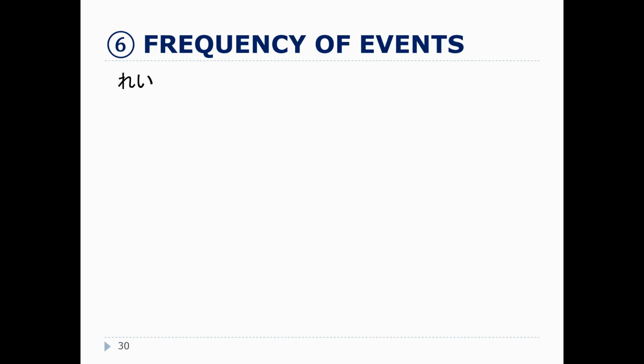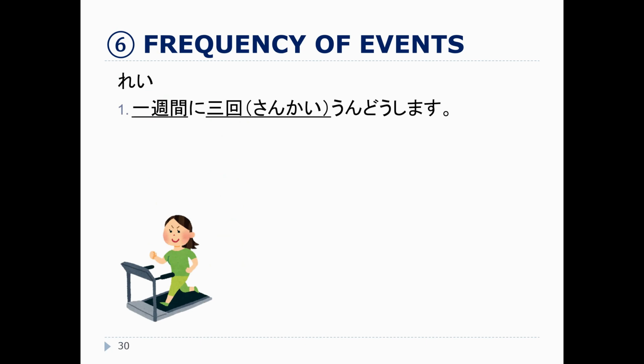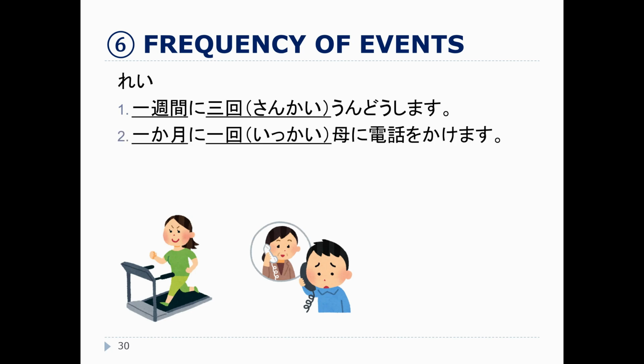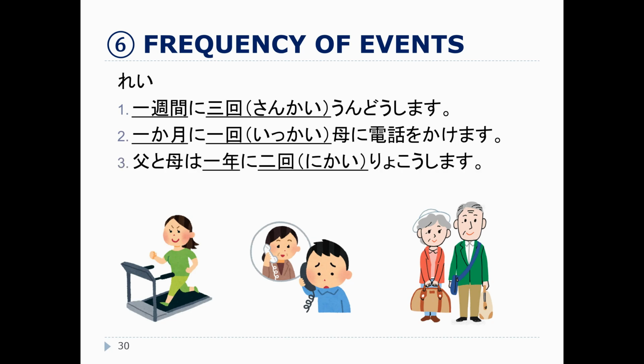Okay, let's take a look at some examples. See if you can tell me how often each person does each activity. 1週間に3回運動します。That's right, 3 times per week. 1ヶ月に1回母に電話をかけます。That's right, once a month. 父と母は1年に2回旅行します。There you go. Twice a year.